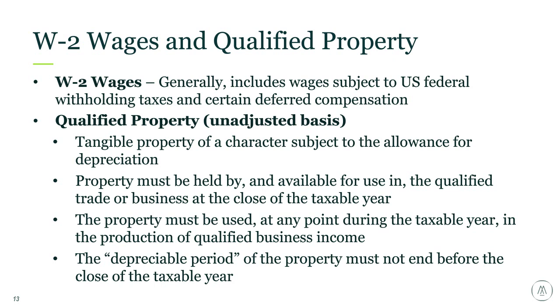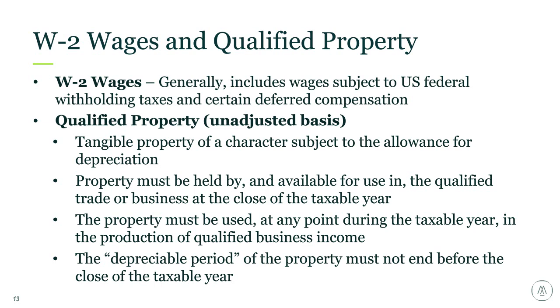W-2 wages is basically your U.S. withholdable wages plus certain items of deferred compensation. So what that does not include is things like guaranteed payments to partners. Another situation where a W-2 wage might be difficult to pay is in a sole proprietorship context where you can't really pay a W-2 wage, at least to the owner of the company. So you've got to think through, can I actually pay a W-2 wage in the context in which my business is operated? The other thing that gets factored into that potential limitation is 2.5% of my qualified property.